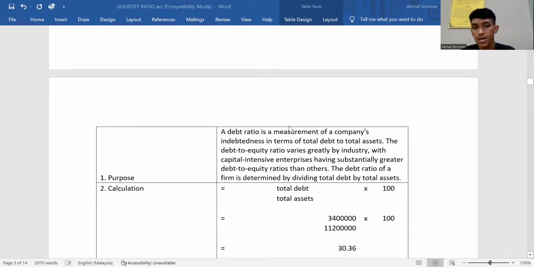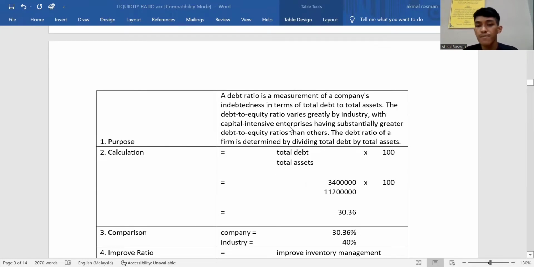So as you can see the calculations, how to get the total debt divided by total assets times 100. So 3.4 million divided by 11.2 million times 100, and you will get 30.36.